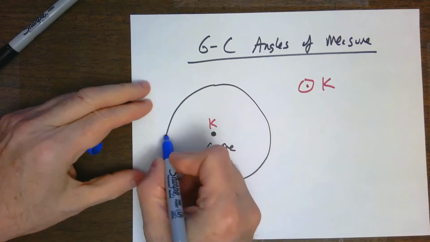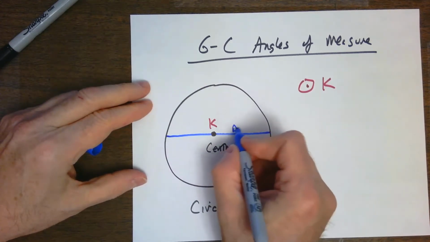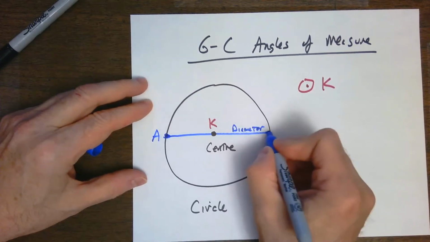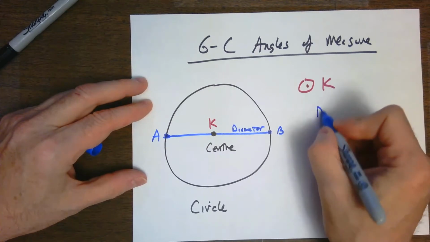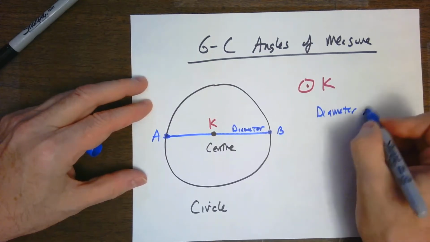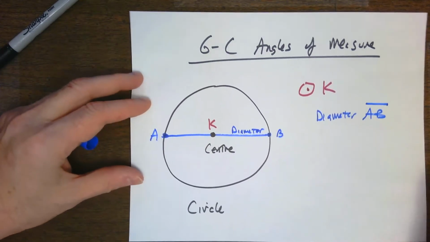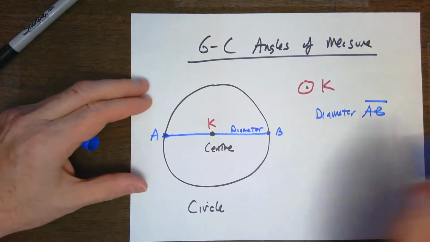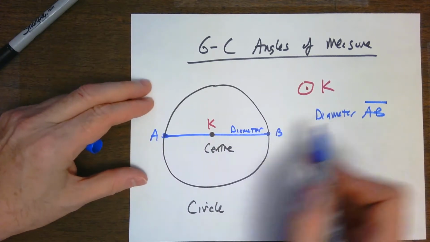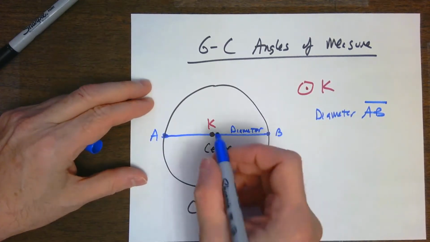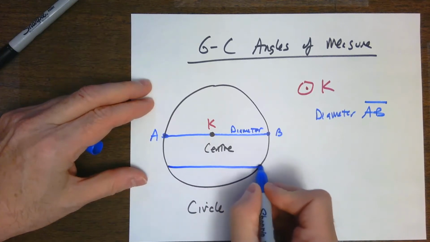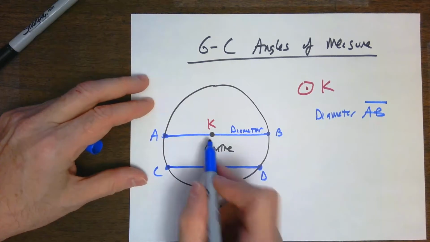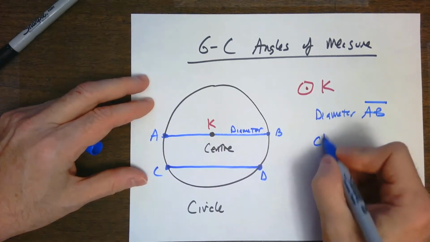The lines associated with a circle are diameter, and if I call this point A and this point B, then I have diameter, segment AB. Now notice, no arrows, it's not a line, it's a segment AB. Starts at A, goes to B. Diameters must contain the center of the circle. If it doesn't contain the center of the circle, like segment CD here, that's called a chord.